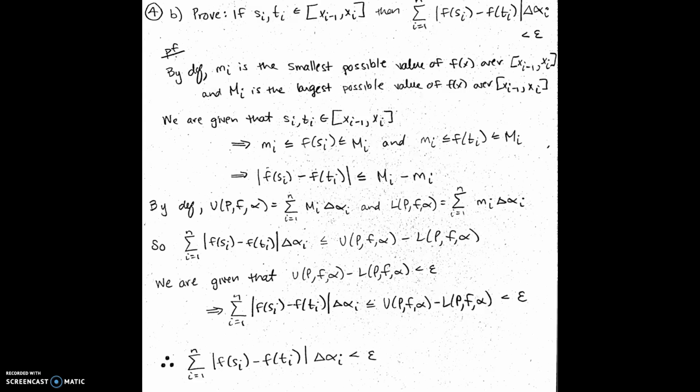So we are given, in problem 4, that U of P, f, alpha minus L of P, f, alpha is less than epsilon. So we can make a big chain of inequalities that says the sum of f of Si minus f of Ti delta alpha is less than or equal to U of P, f, alpha minus L of P, f, alpha, which we are given is less than epsilon. Therefore, the sum of f of Si minus f of Ti delta alpha must be less than epsilon, and that's what we're trying to prove.